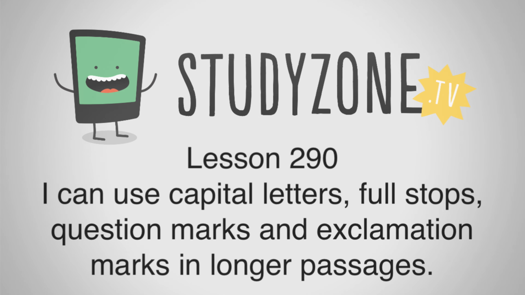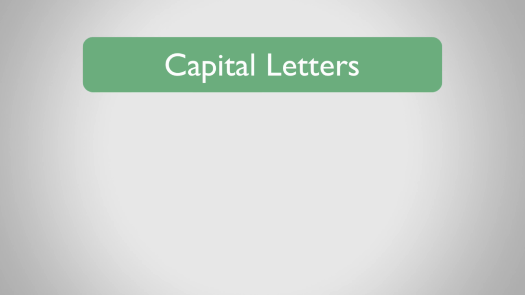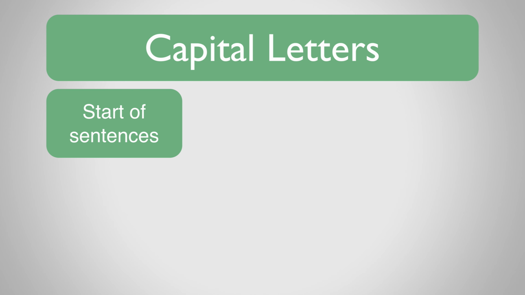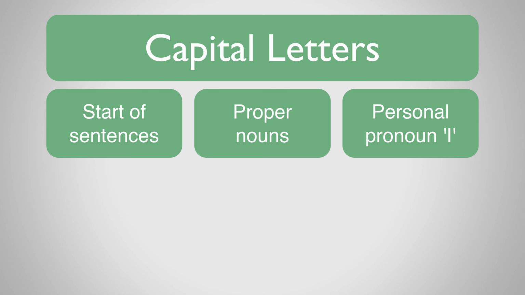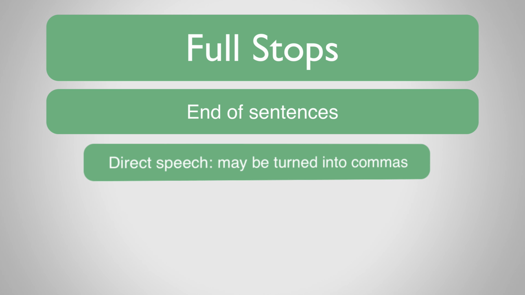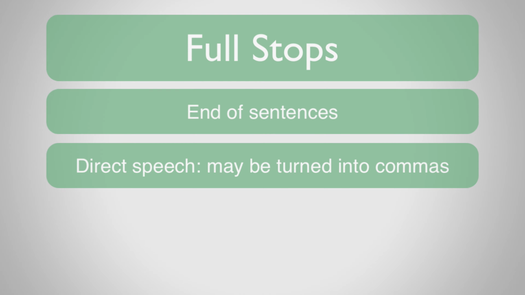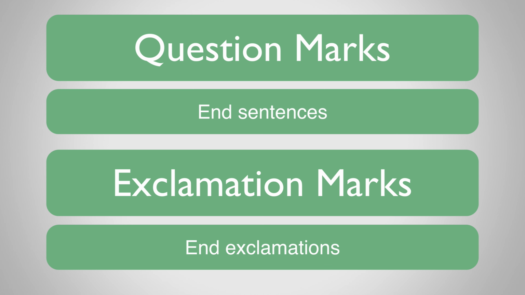We already know a lot about punctuating sentences. Let's review our understanding before applying our skills to a longer passage. Capital letters are used at the start of sentences, with proper nouns and when writing the personal pronoun I. Full stops are used at the end of sentences, but they may be turned into commas when punctuating direct speech. Question marks end questions and exclamation marks end exclamations.